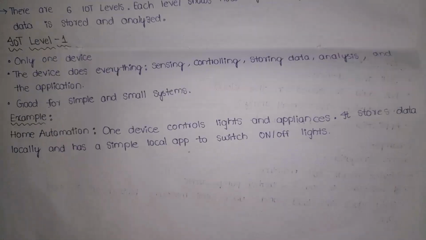For example, let's say there is one small device. That single device will control all lights and all home appliances. Storage as well as application are both present in the device itself. There is no need of internet. This is an example of IoT level 1.